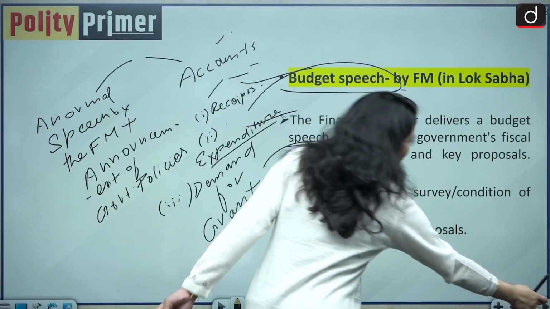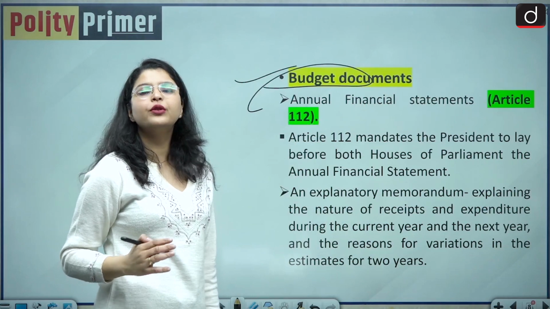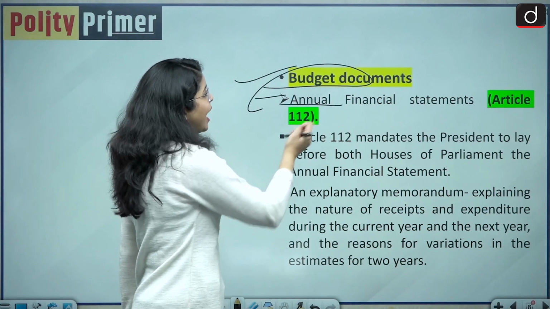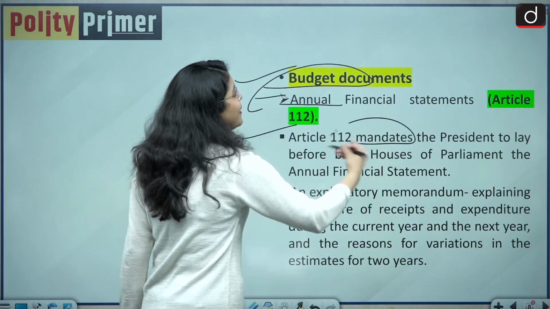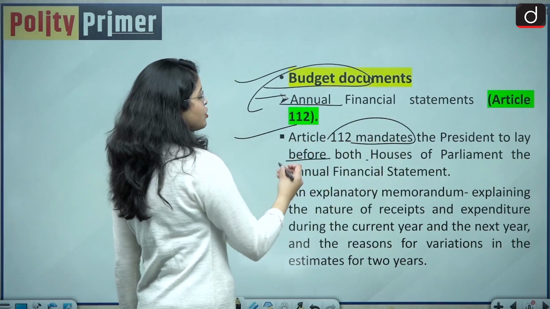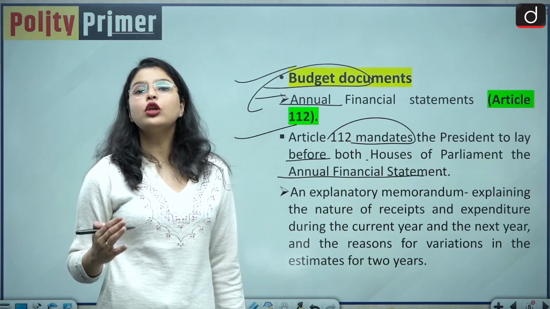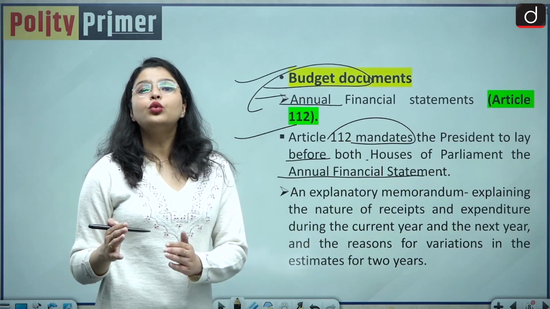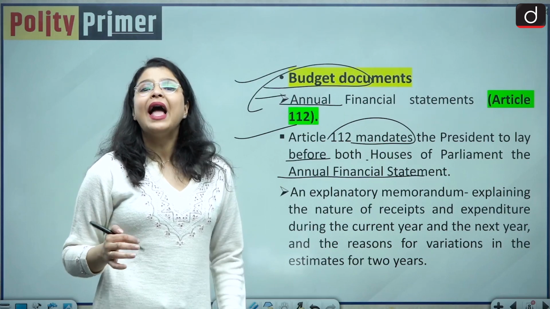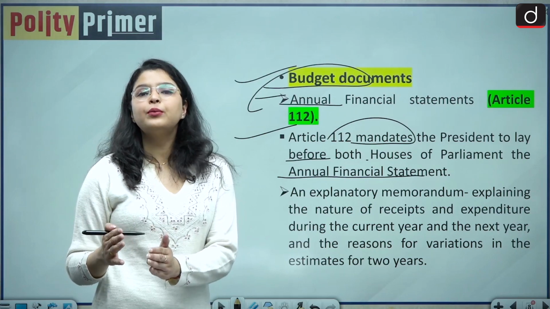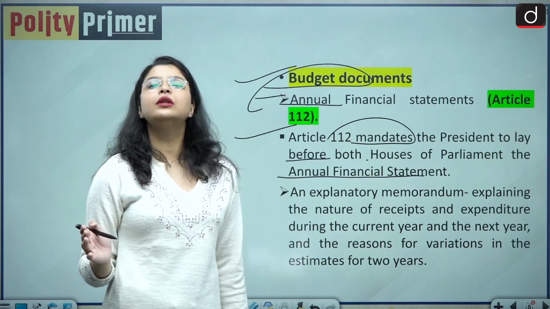Okay, moving forward, let us analyze the budget document. As I have explained to you before, the budget is known as the annual financial statement under Article 112 of our Indian Constitution, and it mandates the President to lay before both the Houses of Parliament the annual financial statement. This is the constitutional duty of the President to cause to be laid before the Houses of the Parliament the annual financial statement. And this constitutional duty that is provided to the President of India is being fulfilled by the Ministry of Finance on behalf of the President of India.